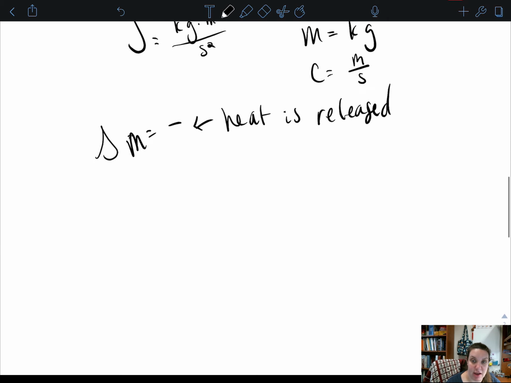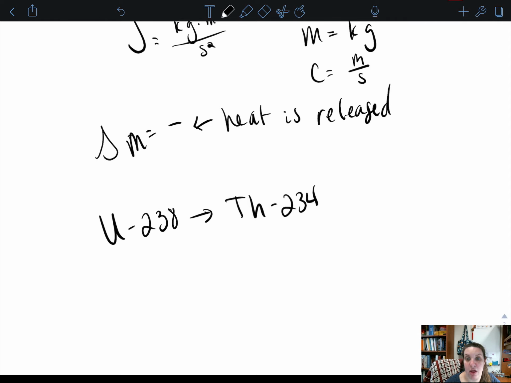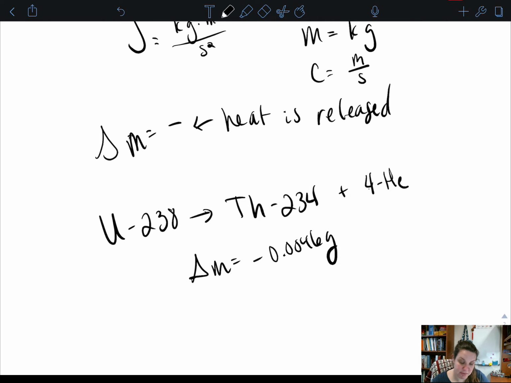For instance, if we have uranium-238 going to thorium-234, we're releasing an alpha particle in this process, but the change in mass associated with this process is negative 0.0046 grams. Not a lot, but there is a change in mass. So there is less mass at the end of this reaction.